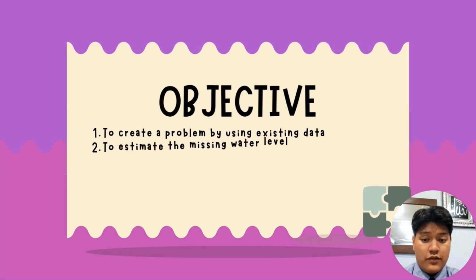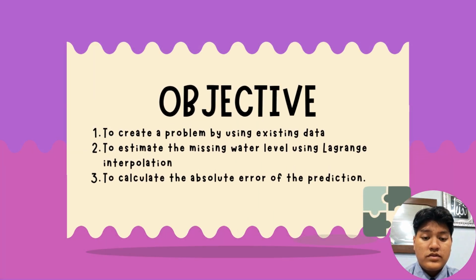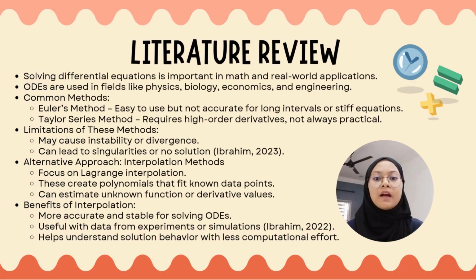The first objective of this problem is to create a problem by using existing data. Second, to estimate the missing water level using Lagrange interpolation. And third, to calculate the absolute error of the prediction. Next, I will explain the literature review for our project.